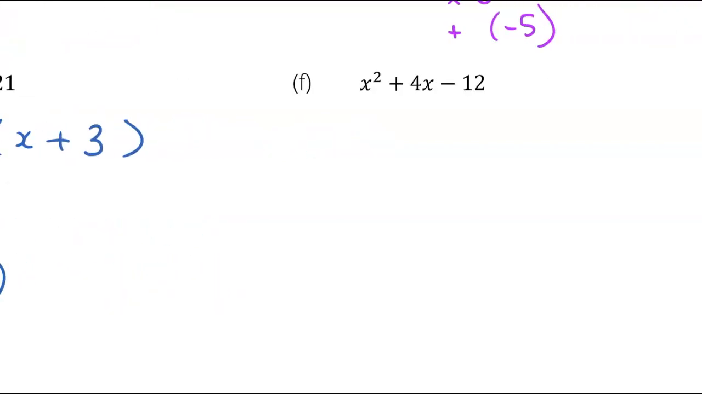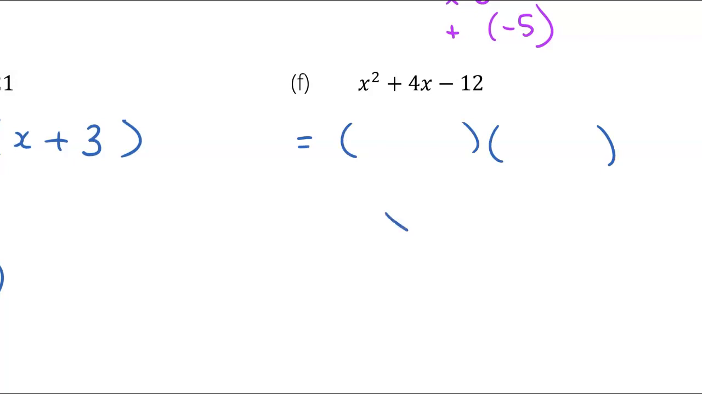Whereas this one is the other way around, so I guess the final hint links to the other one. The fact that they both multiply to a negative means you've got to have one plus and one minus. But this time they have to add to 4, which tells me the bigger one has to be the positive one.